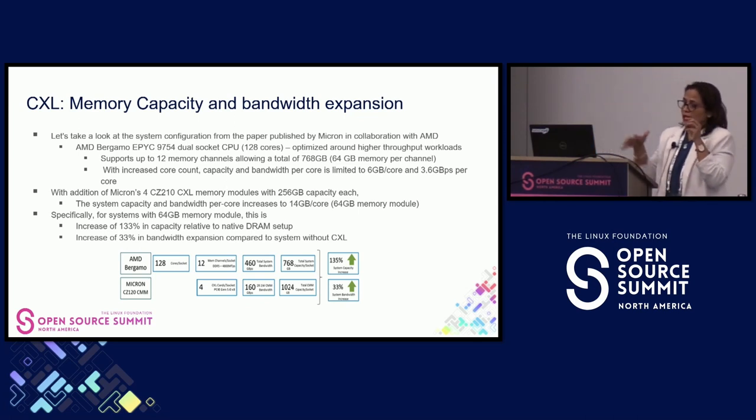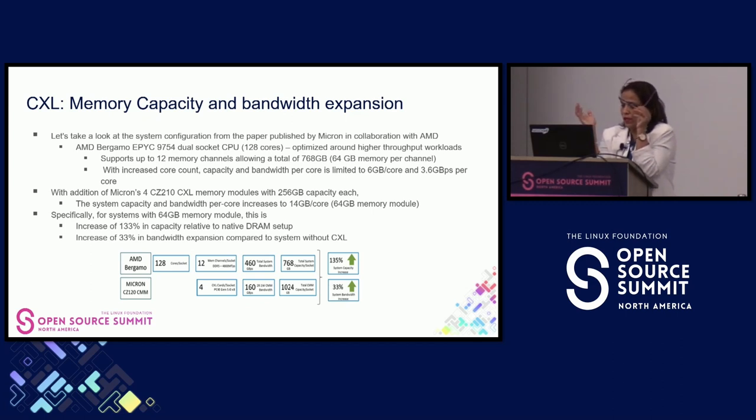Now, if we add CXL memory, here in this example, 4 Micron CXL controllers with 256 GB memory capacity, the system capacity and bandwidth increases to 14 Gbps per core. So basically, a system with 64 GB memory modules increases the capacity by 133% compared to the native DRAM setup, and the bandwidth expands by 33% compared to without CXL.